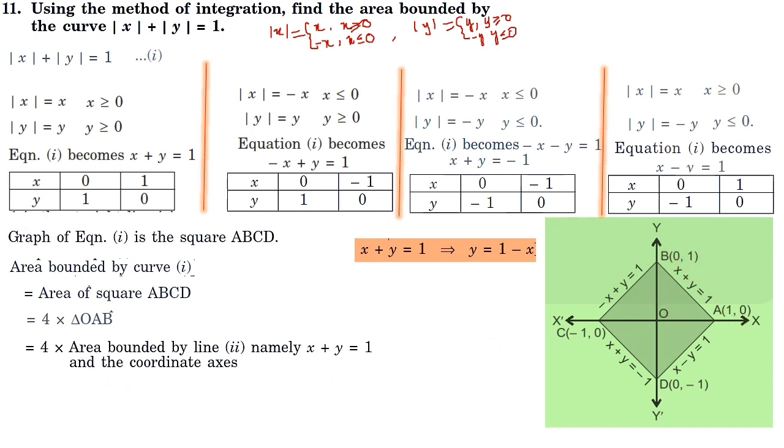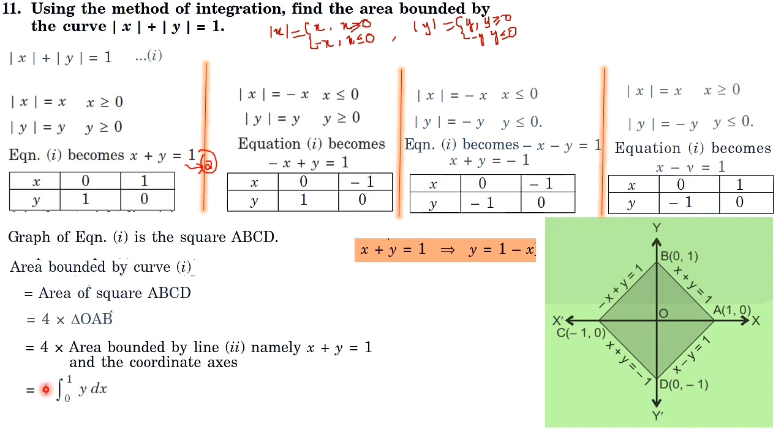Just simply do it. Area bounded by the line 2, since we did not mark the equations 1, 2, 3 and 4, only one we have marked. If you want, you can just mark this one as 2. It is not necessary if you know how to do it. The equation numbers are put just to identify the equations. If you are able to identify it, it's not a matter.